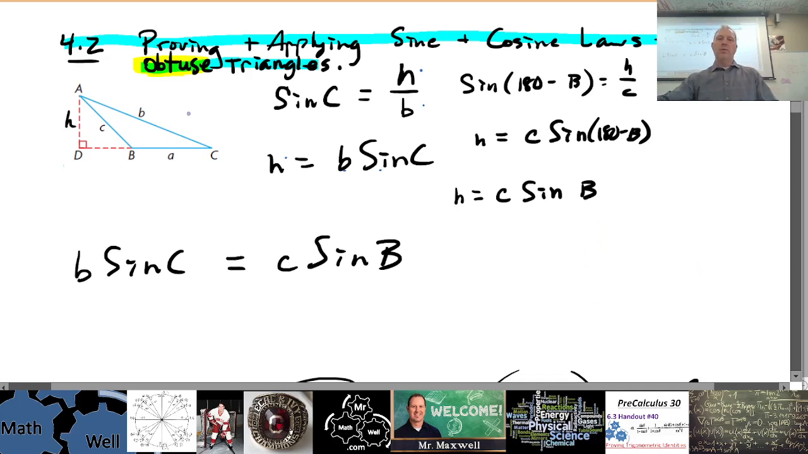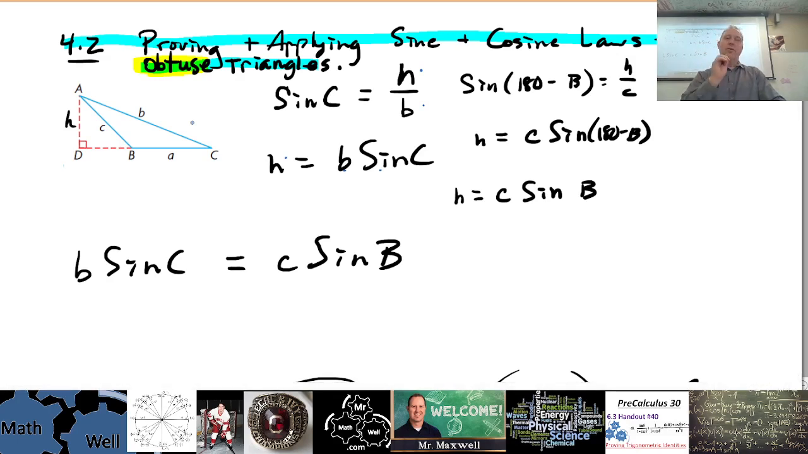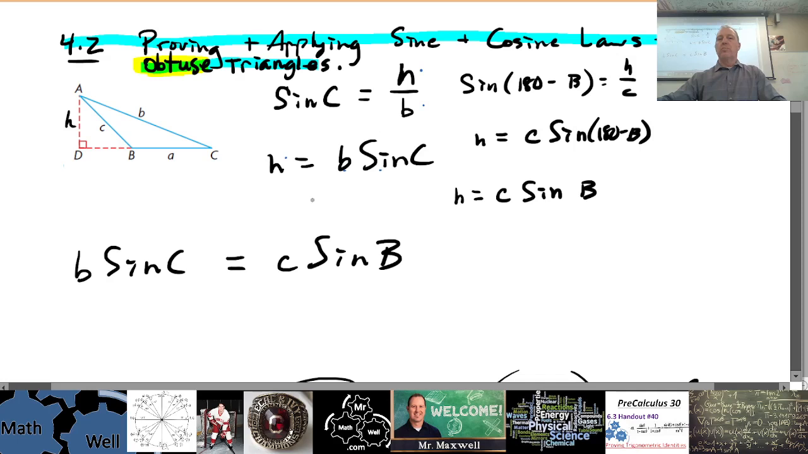So we've talked about sine law and cosine law for acute triangles. So let's explore what happens with obtuse. See if there's any differences at all. And there is one slight difference. Now, I'm not going to spend too much time going through the proof of the sine law for an obtuse triangle, but I do want you to watch carefully as I just go through it.